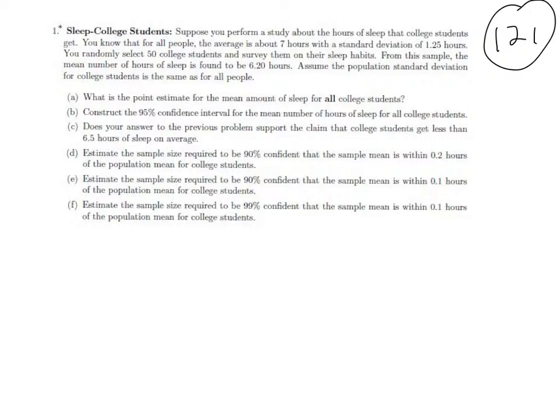We know that the average number of hours of sleep is 7 hours, and the standard deviation is 1.25 hours. So now this is for all people, and so this is a population mean, mu, and that's a population standard deviation, sigma. Okay, so that's because we know that we're going to be working with the z distribution for this problem.